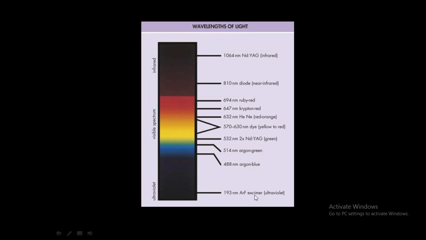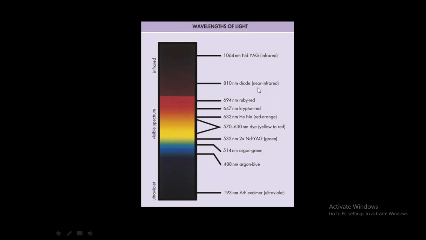See, excimer laser has a wavelength of 193. So the greater the wavelength, the more the penetration. This 193 is used for refractive surgery. Then the double frequency ND YAG laser, which is 2 into ND YAG, is green in color. This is used mainly for the retina, for problems like diabetic retinopathy and so on. So different types of lasers are applied in different clinical conditions.